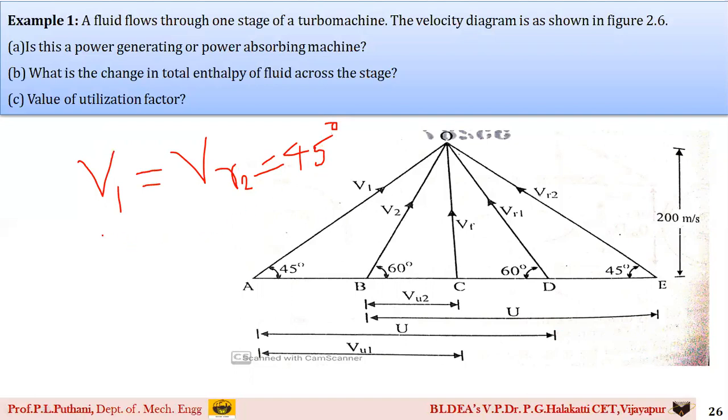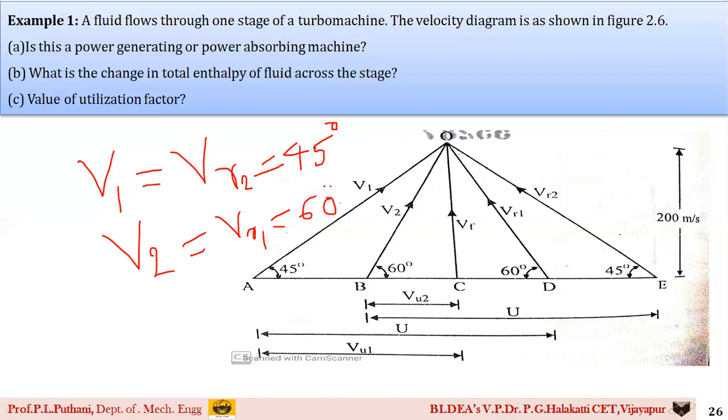Similarly, if you observe, V2 is equal to VR1. What is the angle between VR2 and VR1? They are the same, that is 60 degrees. So if the values of these velocities and the sides are equal, then we say that it is a 50% reaction turbine. The R value is 50%. On simplification, we will come to know.